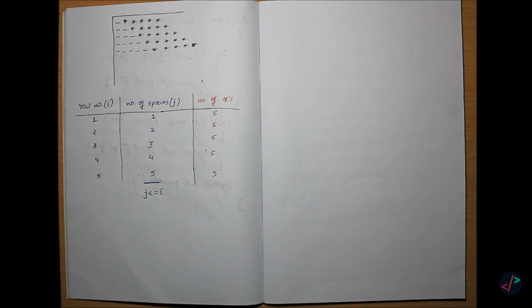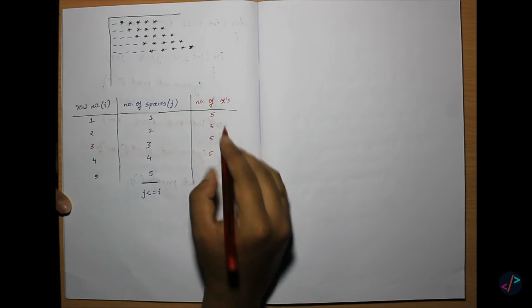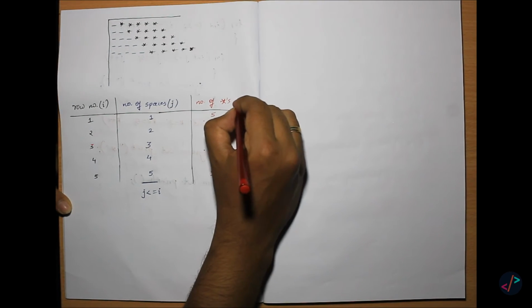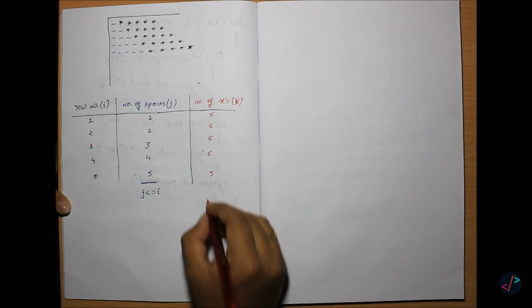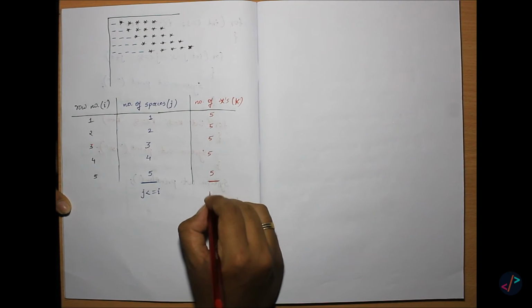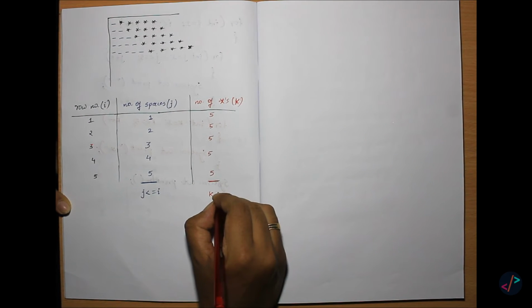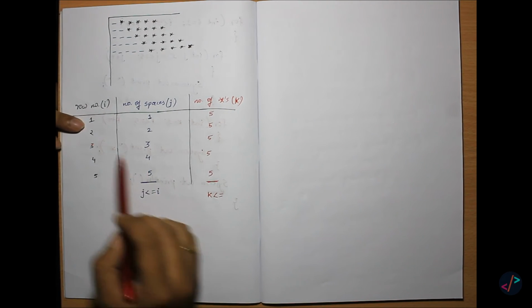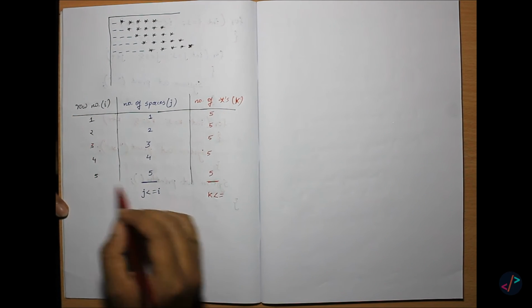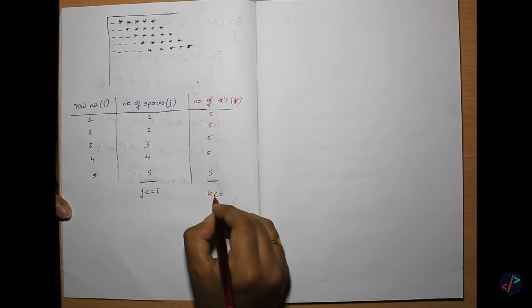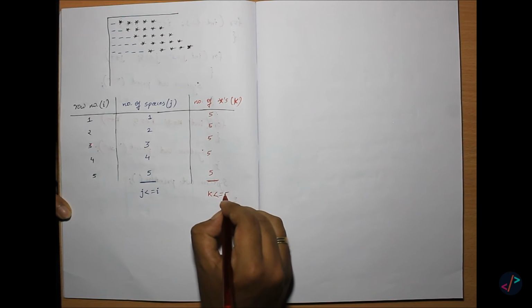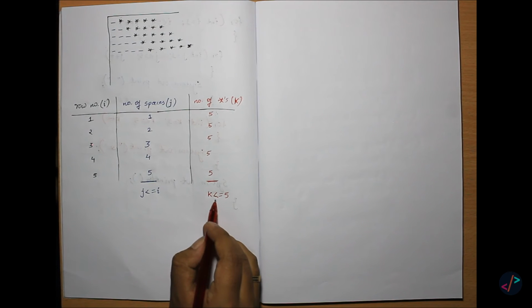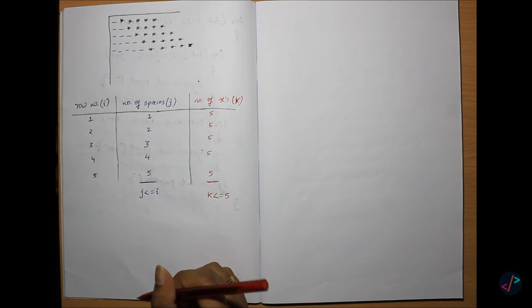Coming to the number of stars, these stars are taken care of by the variable K. So K should go from where to where? Can it go more than I? Yes, in some cases it has to go more than I, that is 1. So in every case it is 5. So K should never go more than 5. In other words, K should always be less than or equals to 5.